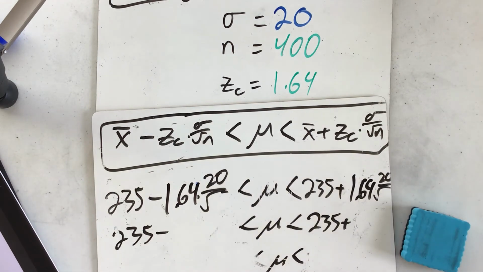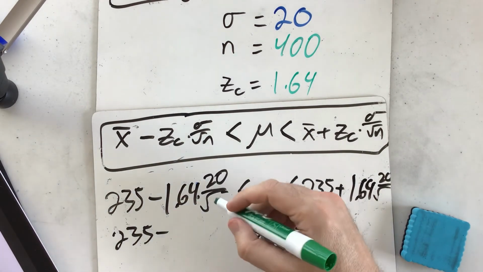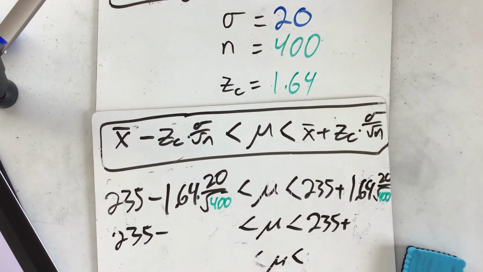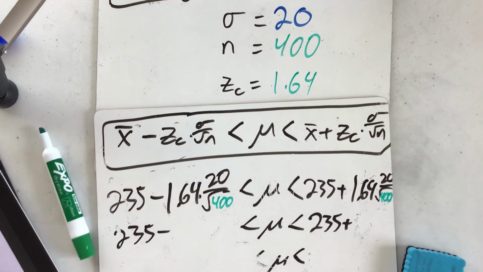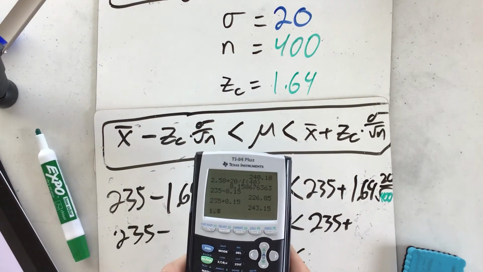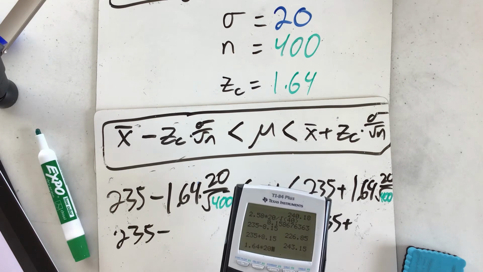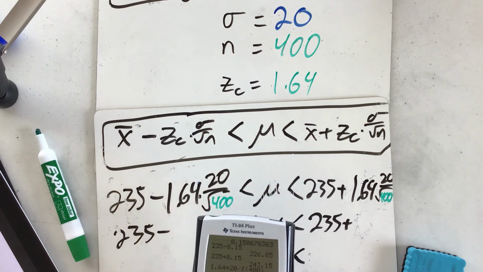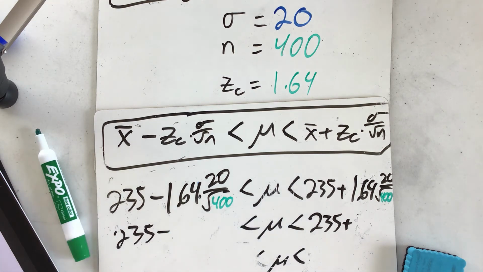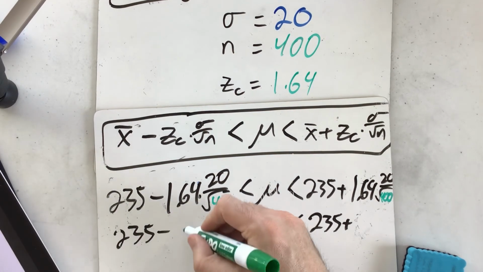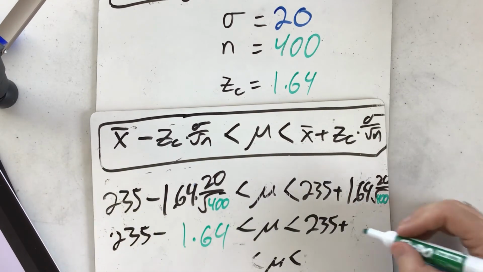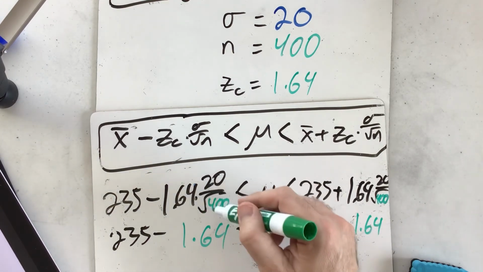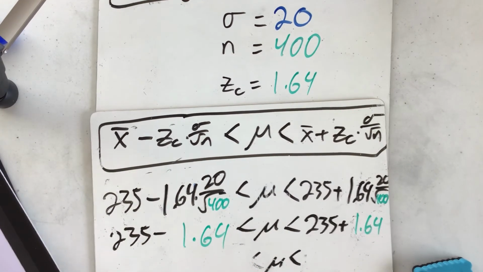1.64 because we're back to a 90% confidence interval. And now the difference is, instead of 40, we've made this 400. So let's look and see what happens. Now we do 1.64 times 20 divided by the square root of 400. And that's going to give me just 1.64 as my result. Oh, I guess that makes sense, doesn't it? Because 400 is 20 squared. So the square root cancels. Okay, so that gives us 1.64 on both sides.